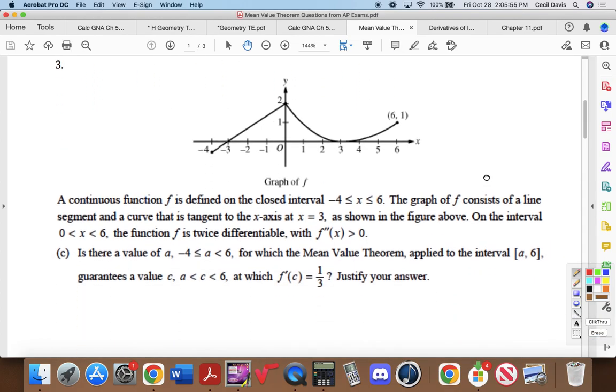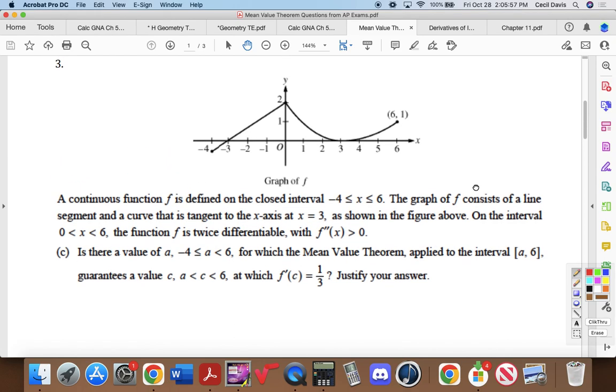All right. Let's move on to some free response questions. This first one is a question number 3, which means, yes, you can use a calculator on it. I've skipped a bunch of other parts of this question because I don't want to do the whole free response question. I just want to do the part that involves mean value theorem.